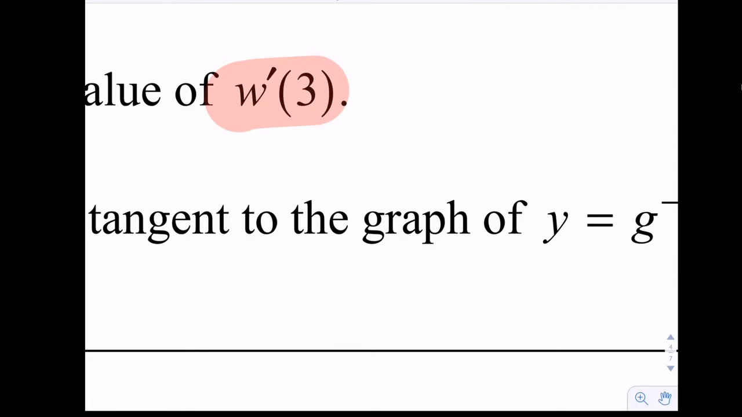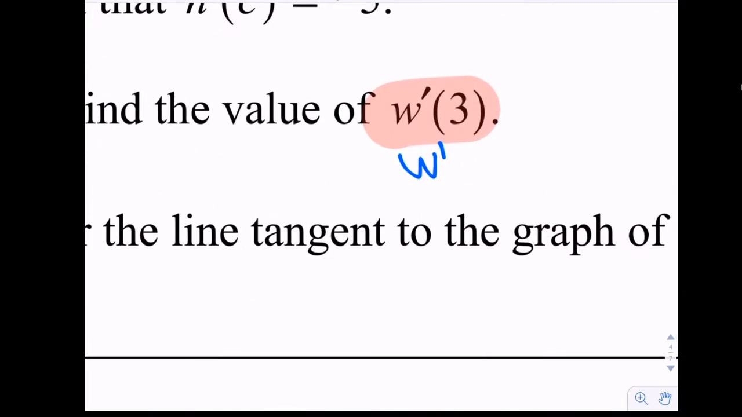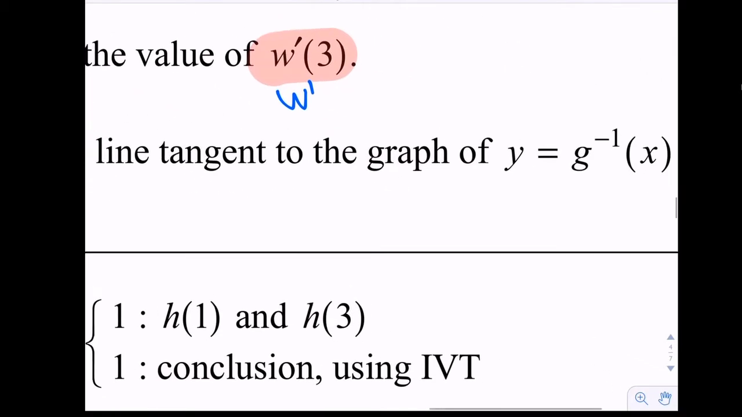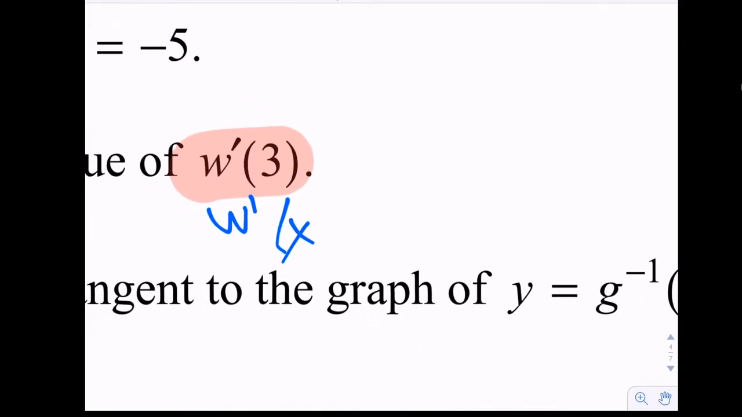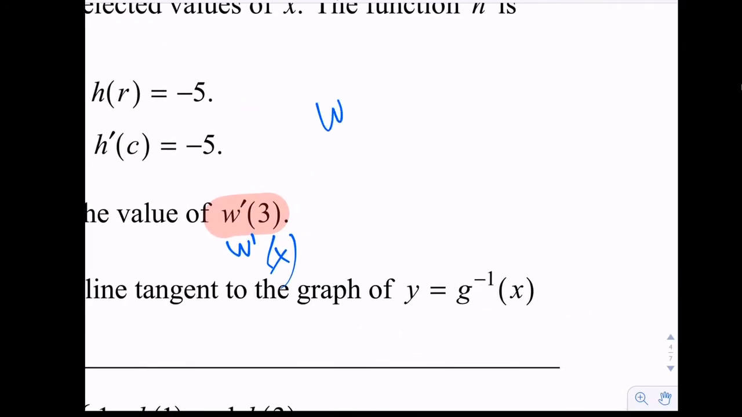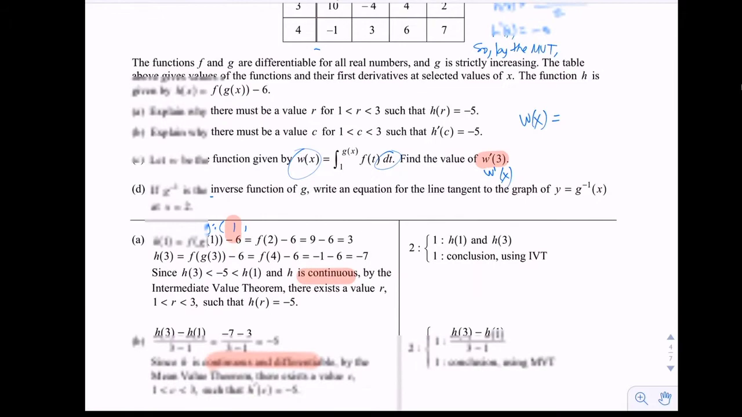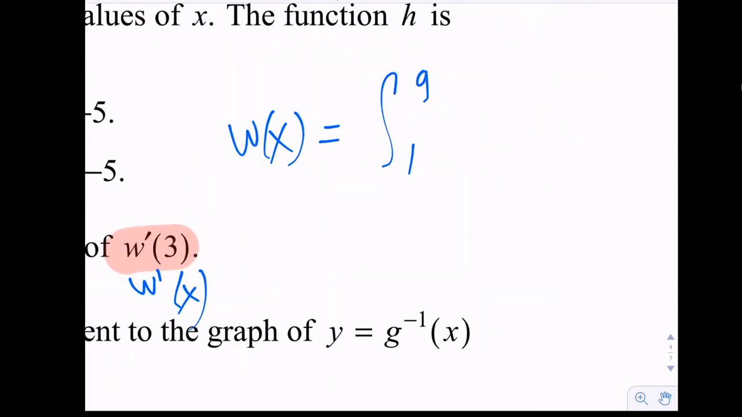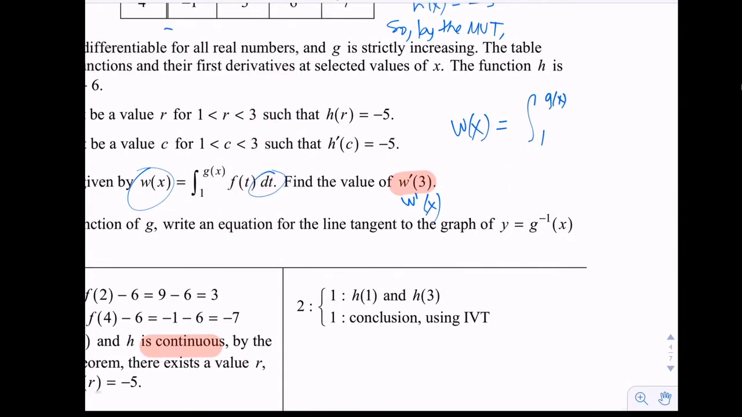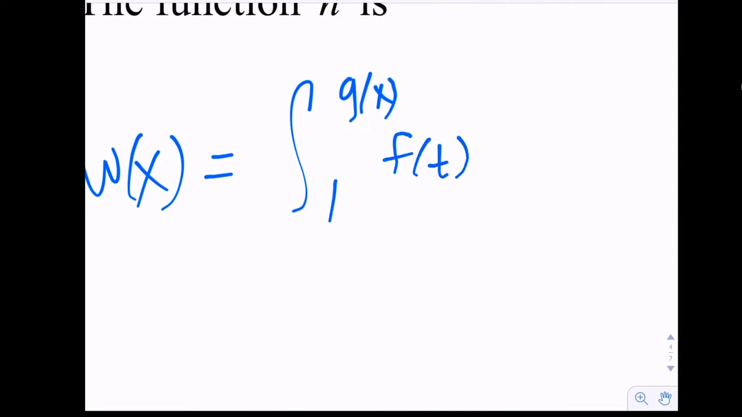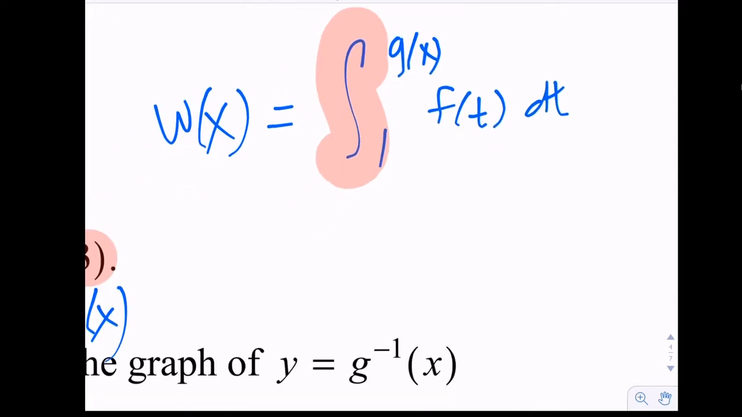It doesn't really relate. So, we want to find W prime of 3, but before we can do that, we need to find W prime of the independent variable, which is X, sorry. W prime of X. So if W of X is the integral from 1 to g of x of f of t dt, did you hear how I said that? The integral of, that terminology will be coming.